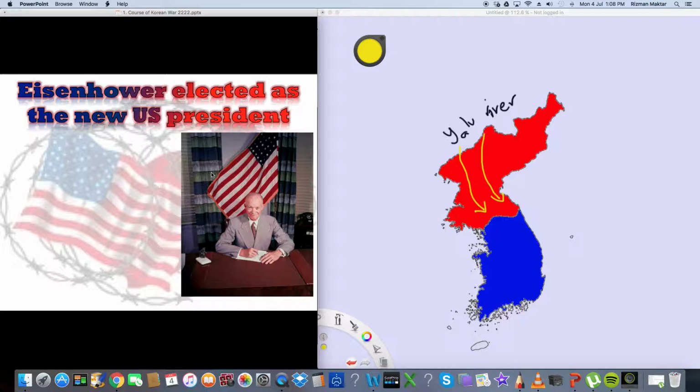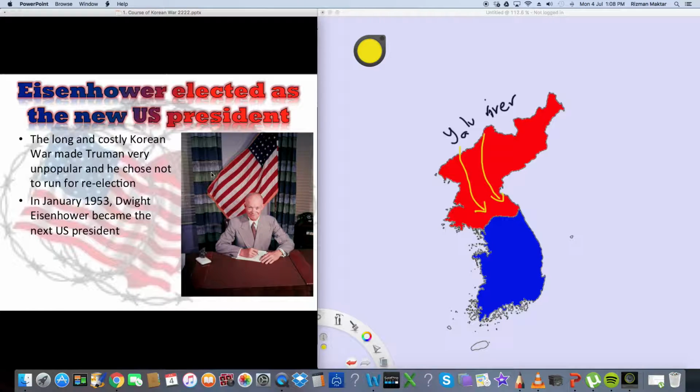Because the war was taking too long, and President Truman did not seem like he was going to win the war, he was very unpopular. He did not want to continue as the US president. Another former general became the US president. Dwight Eisenhower became the next US president.